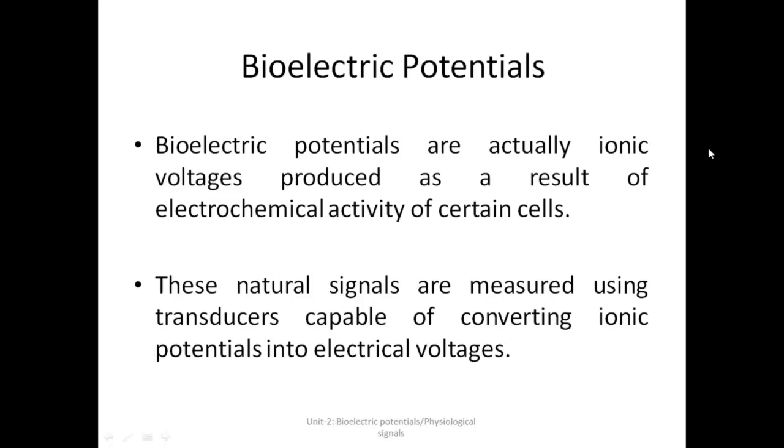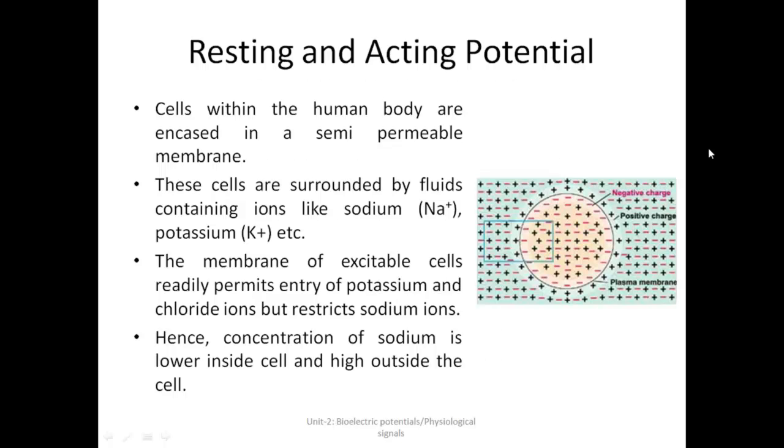at the cell level. These signals are measured using transducers that are capable of converting the ionic potential into electrical voltages. So at the cell level, we have a potential difference, an accumulation of ionic charge in such a way that a potential difference develops. And we need certain transducers, which we call electrodes. We have specifically designed electrodes which are capable of converting this ionic potential into the electrical voltage, which can be used in any circuit for further processing.